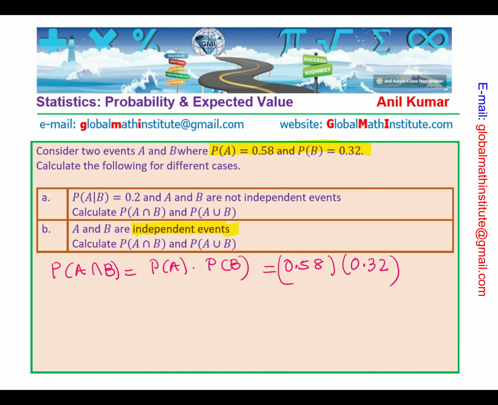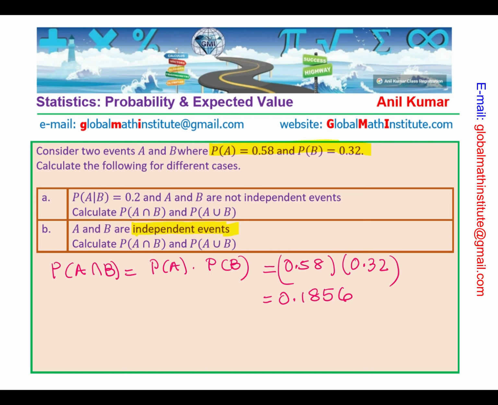You can use the calculator. 0.58 times 0.32, and it gives you in decimals equal to 0.1856. So that becomes the probability of A intersection B, right? You see, it is very different from what we got earlier, right?